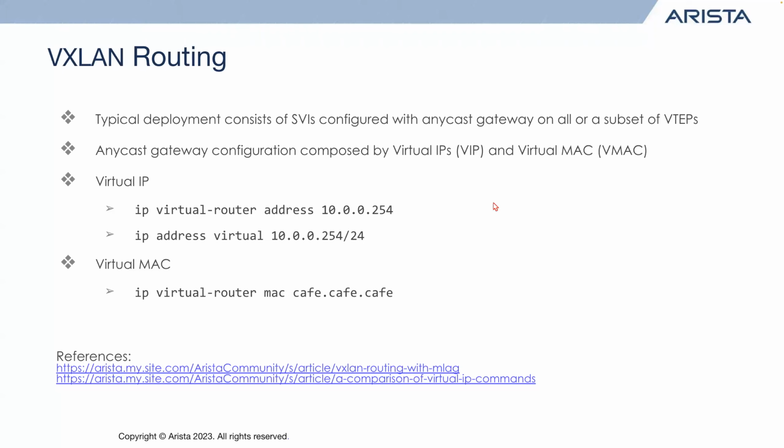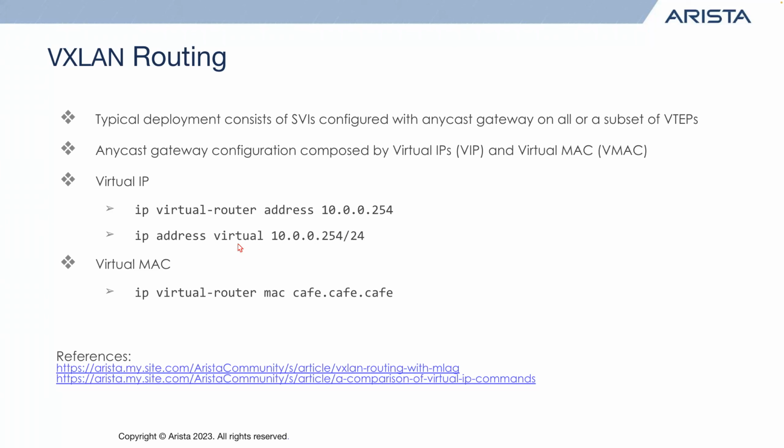The virtual IP can be configured with different methods. The first one is the command ip virtual-router address under the SVI. But we also have another option, which is the ip address virtual command. There are a few differences between them. We're not going to deep dive into them today, but we are definitely going to cover that in more detail in the upcoming session. In case you're curious to know a little bit more, the second link shared in this slide provides a comparison between those two.